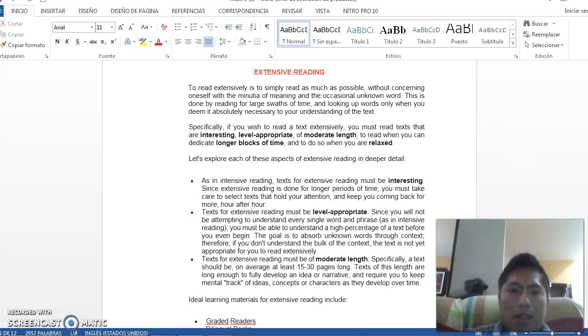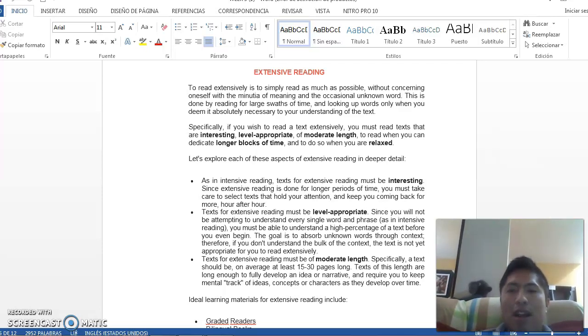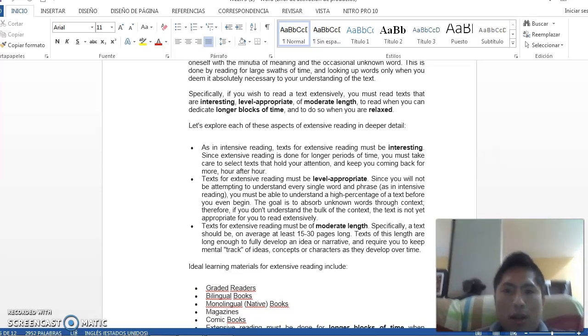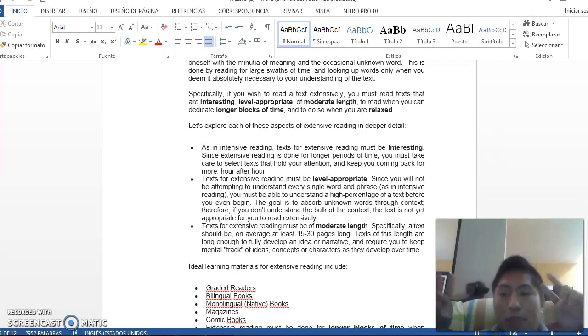Specifically, if you wish to read a text extensively, you must read texts that are interesting, level appropriate, and of moderate length. And to read when you can dedicate longer blocks of time. To do so, you must be relaxed, of course. So here we have, let's apply skimming here: interesting, level appropriate, and moderate. And now let's apply scanning. Here, interesting.